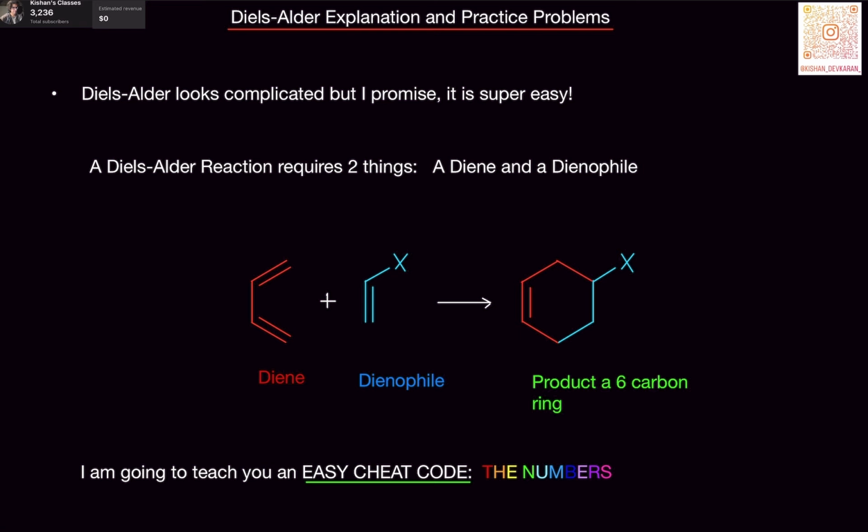Now I'm going to teach you an easy method of doing this, an easy cheat code, and I call it the numbers method, because all you have to do is count to figure this reaction out. Honestly, it is so easy, you don't even need to write anything down. You can just do it in your head. It's that easy.